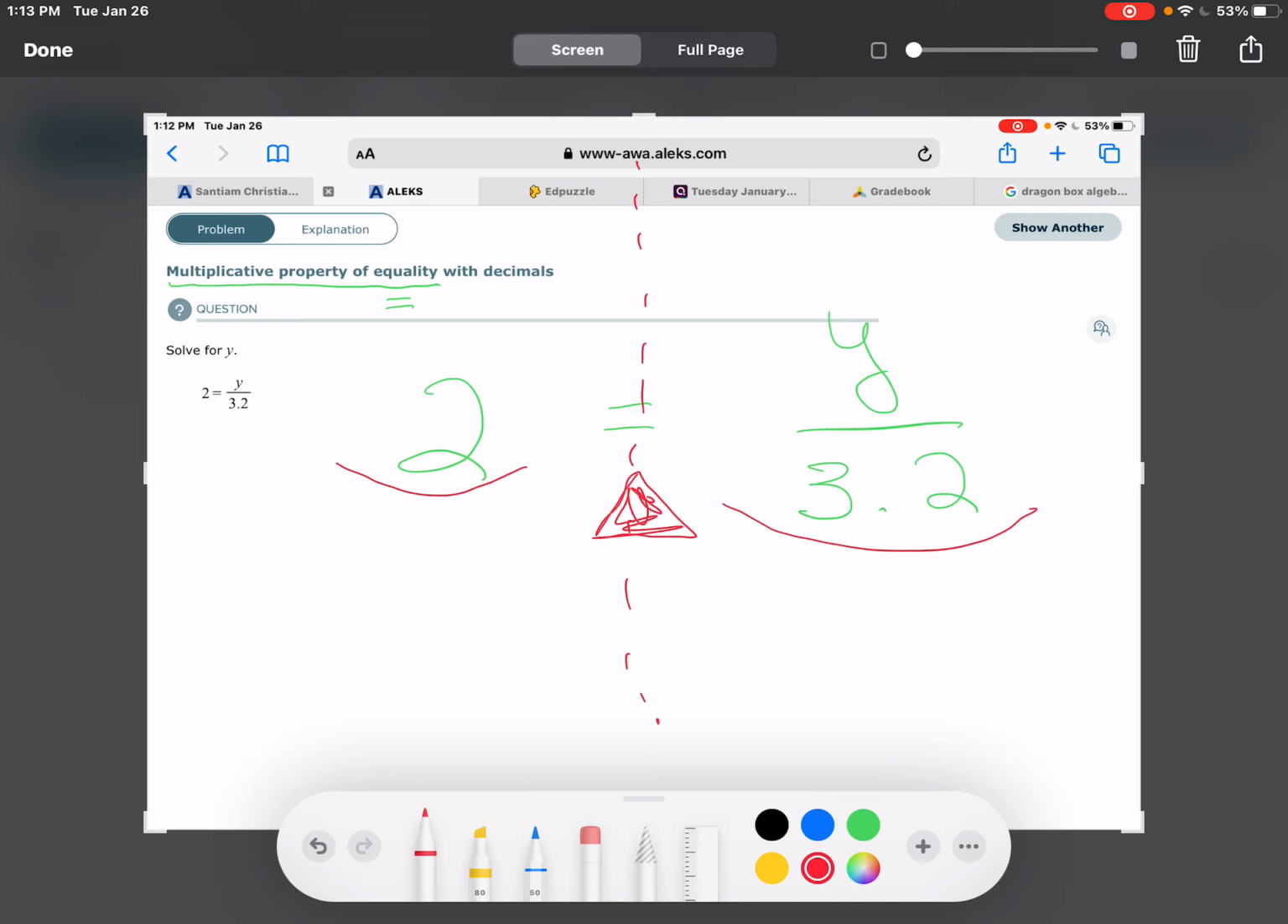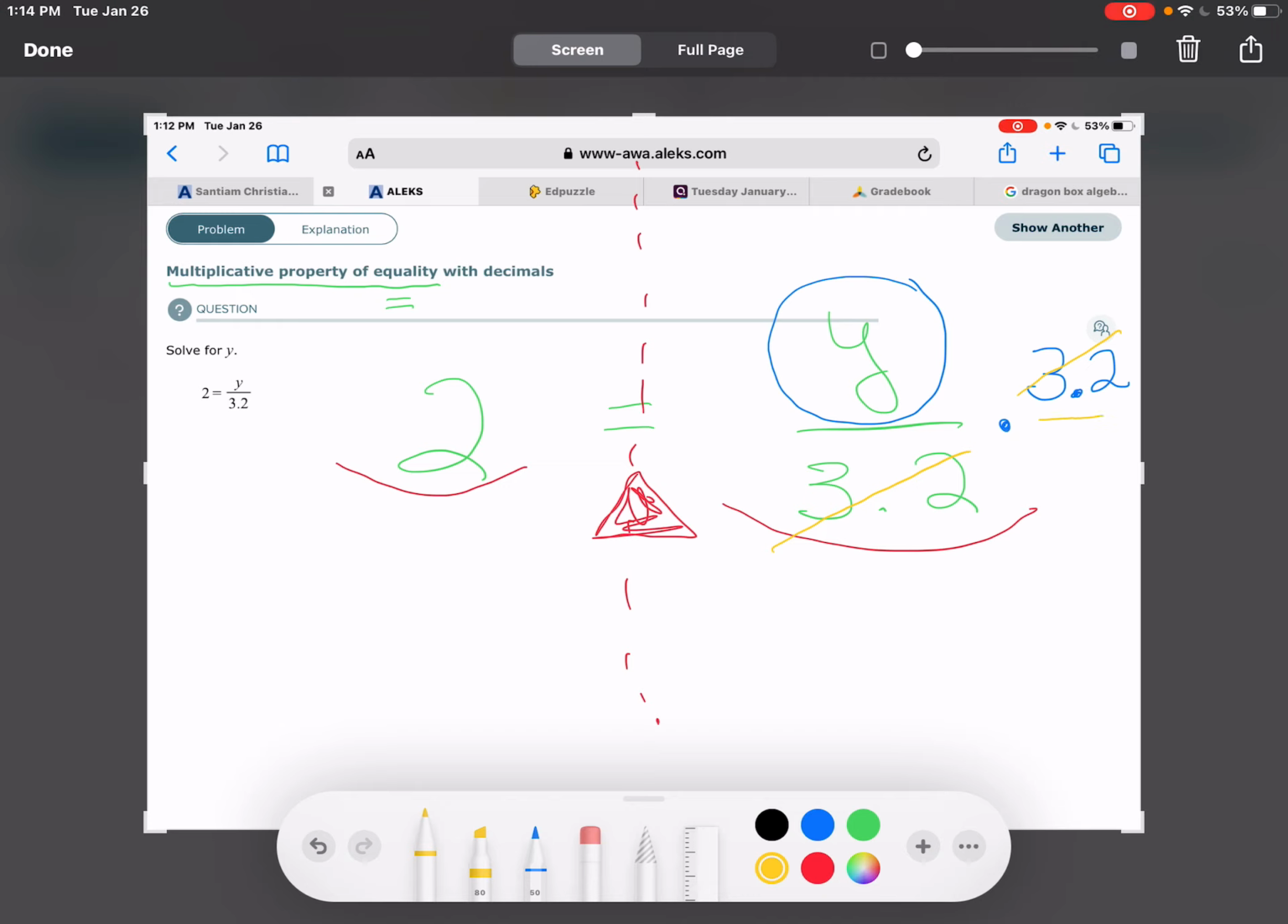So my objective is to get y by itself. I want to know what y is, and in this case I have y divided by 3.2. Well, I want to get rid of that divided by 3.2. I don't really want it to be there. And so what I can do is I can multiply by 3.2 and it will cancel.